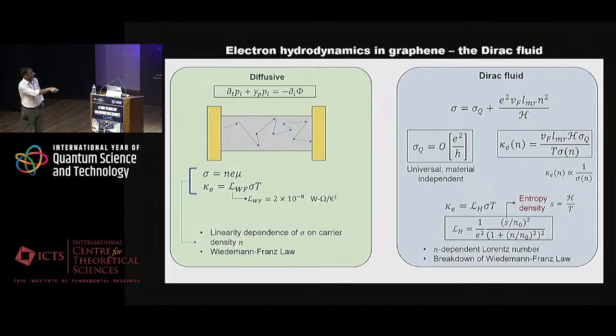In addition to that, the Lorentz number also gives you the entropy. This is essentially a ratio of two transport coefficients. It gives you an experimental handle on thermodynamic properties as well. So you can measure them by measuring the Lorentz number experimentally.